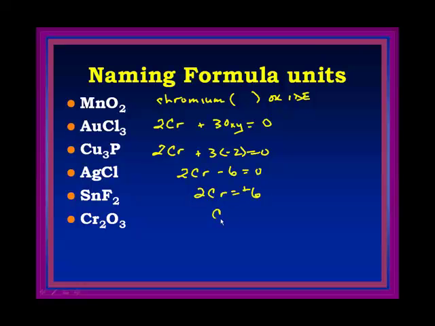So 2 chromiums has to be a +6. We want to find out what 1 chromium's equal to. So 1 chromium's equal to a +3. That's what I bring up here. And this becomes chromium 3 oxide. Okay, honestly, like I said, this is going to be some of the hardest things for some of you in this chapter, is just getting the hang of those there.